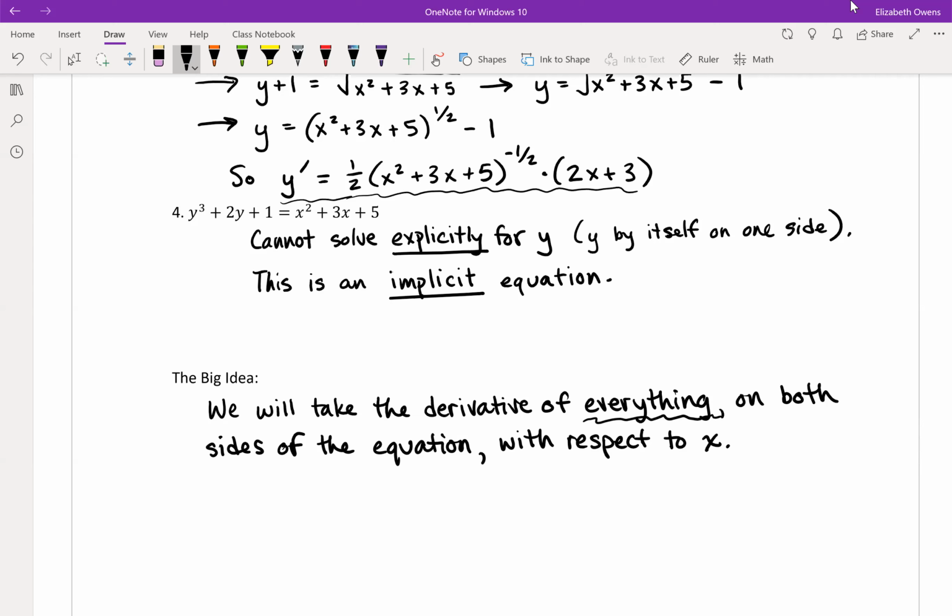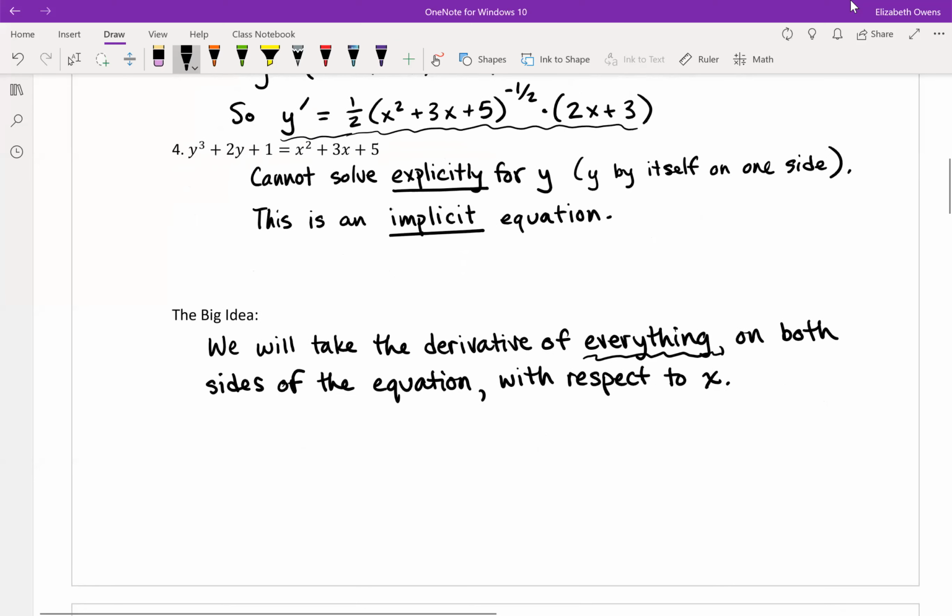And we kind of have been doing this a little bit behind the scenes already. When we remember that y is actually a function of x in these cases, so remember that y is a function of x.